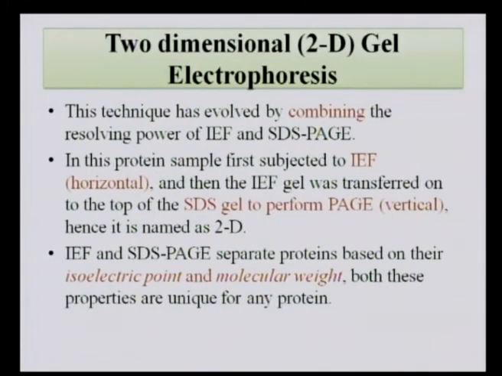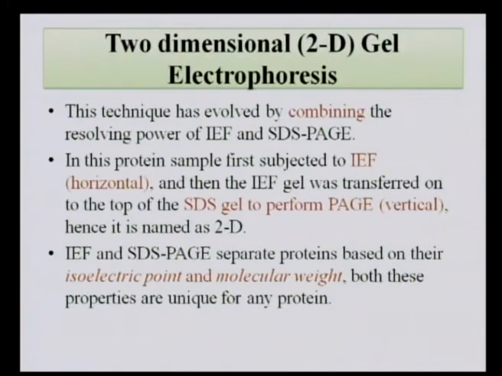Moving further, let us discuss two-dimensional gel electrophoresis. The name itself indicates two dimensions. In other words, one is horizontal and the other is vertical, or it is the combination of two techniques: one is IEF, the other is SDS-PAGE. When you combine both IEF and SDS-PAGE, the product is two-dimensional electrophoresis. In IEF you separate the proteins based on their isoelectric point, whereas in SDS-PAGE you separate the proteins based on their charges as well as their sizes.